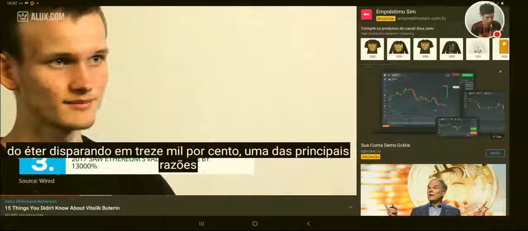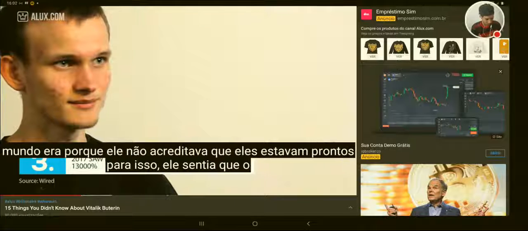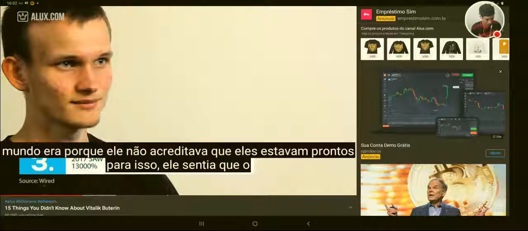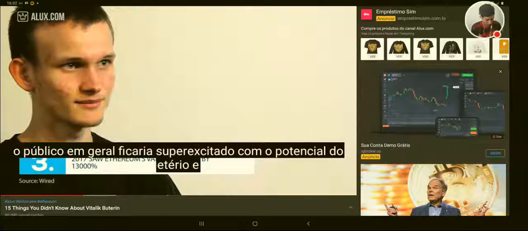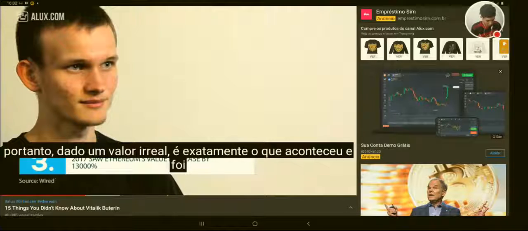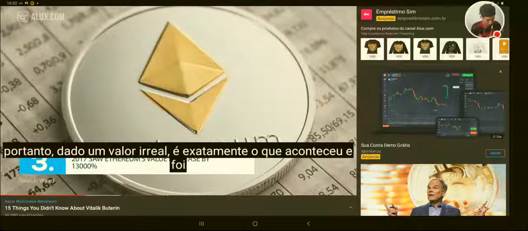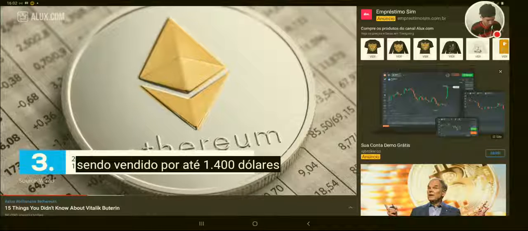One of the main reasons that Vitalik was worried about sharing the concept of Ethereum with the wider world was because he didn't believe they were ready for it. He felt that the general public would get overexcited about the potential of Ethereum and therefore give it an unrealistic value. That's exactly what happened, and it was being sold for as much as $1,400.